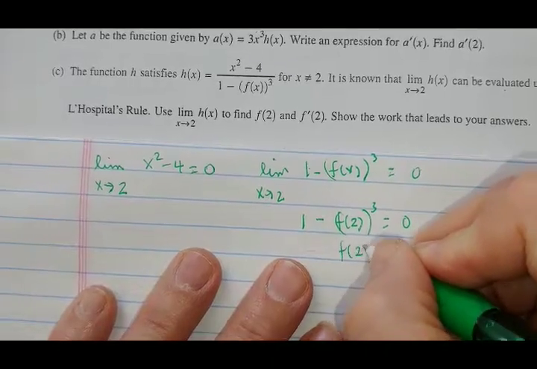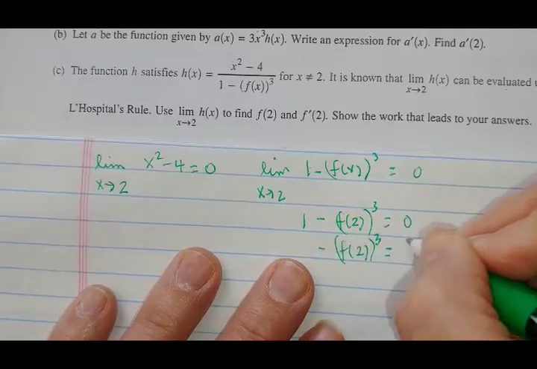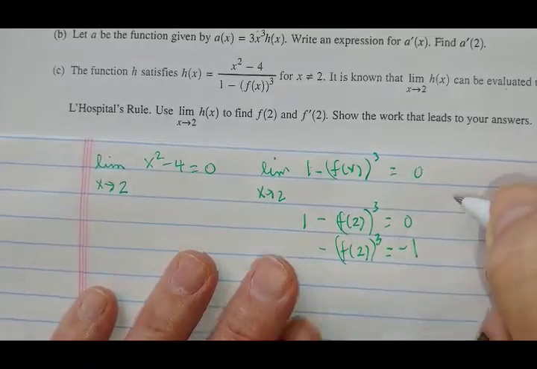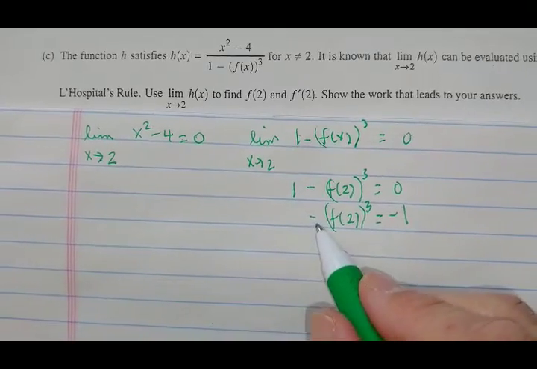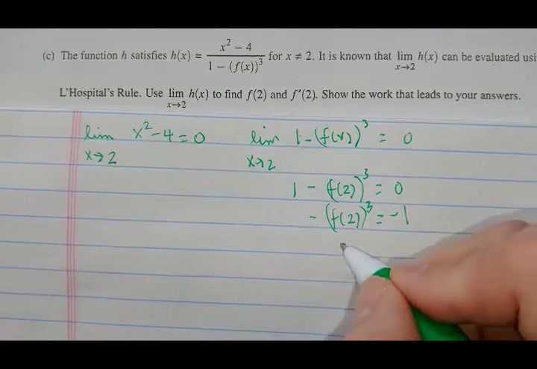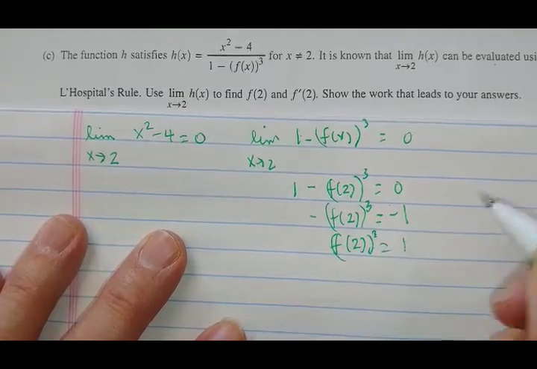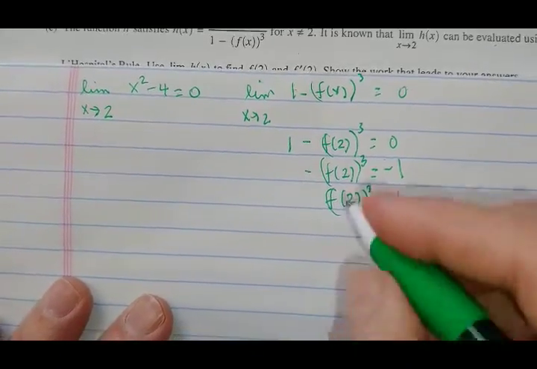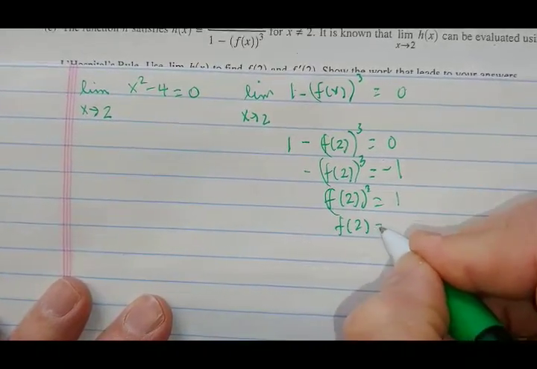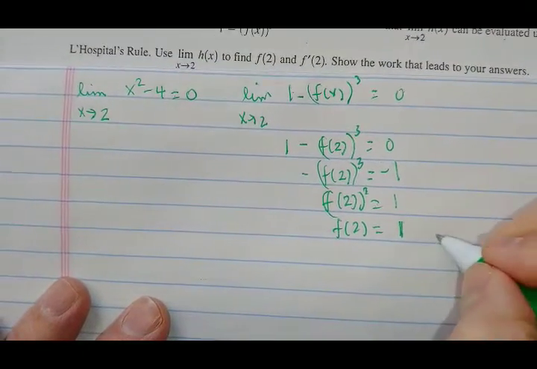Therefore, f of 2 cubed is equal to negative 1. So I'm just following the algebra here. And I can divide both sides by -1. So f of 2 cubed is equal to 1. Take the cube root of both sides. So f of 2 is equal to 1. And that's one of the things that they wanted me to find, so I have that.